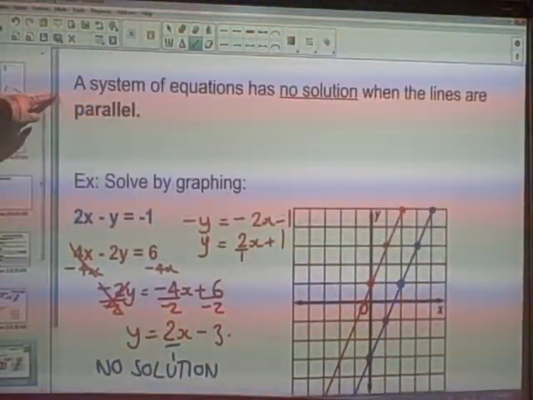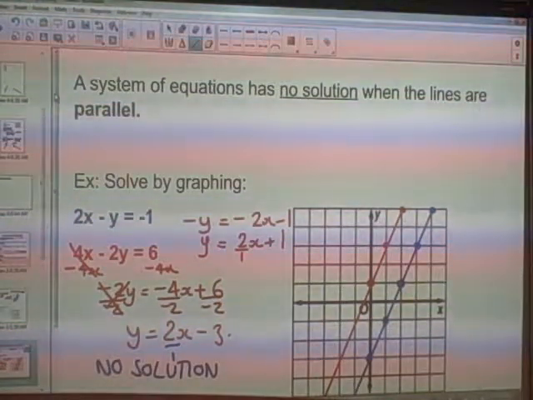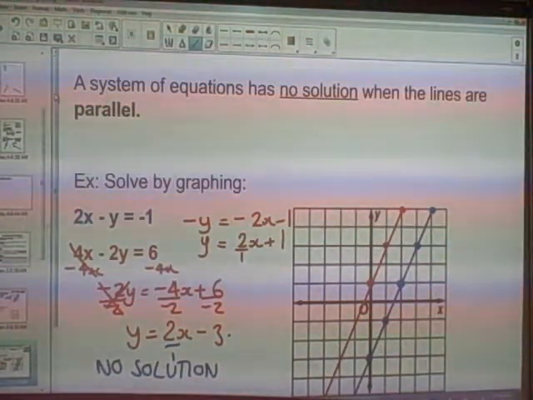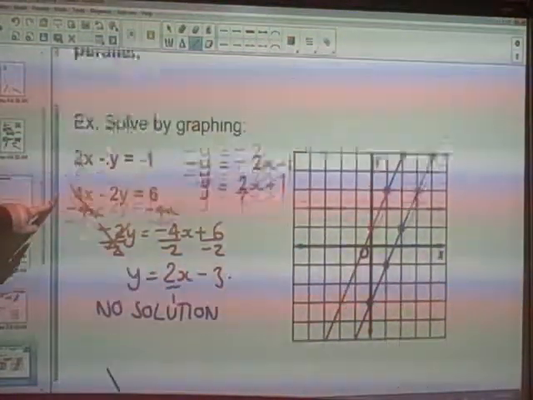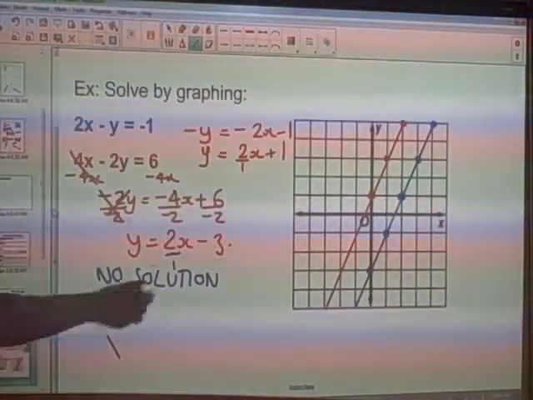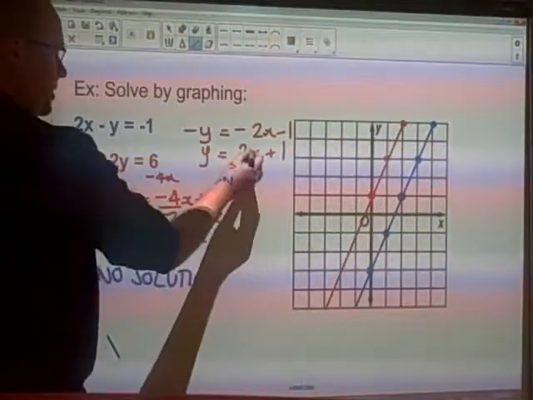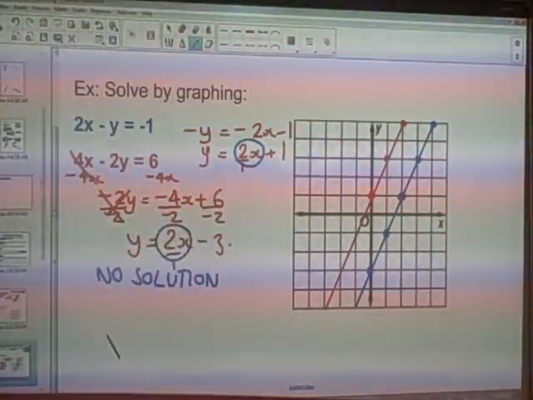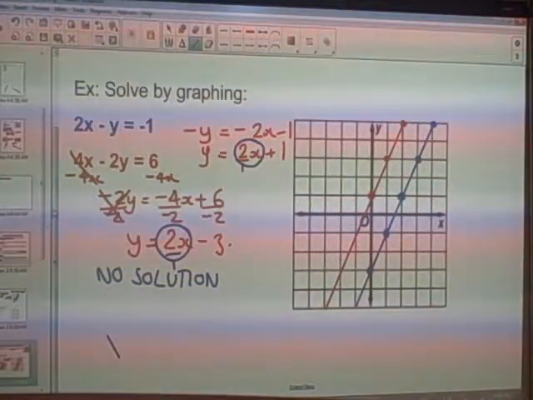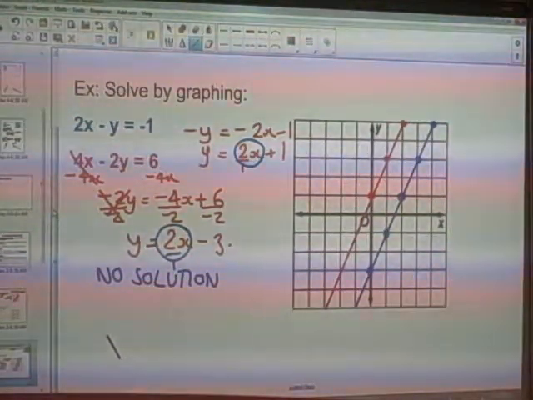And I hinted at it from the start here, but a system of equations has no solution when the lines are parallel. Now there's a couple ways you can tell that. You can look at the picture, but you can also look at the equation as well. So from here, we saw that the question had a slope of 2, and also here it had a slope of 2 as well. So you can just look at the equation and come up with that conclusion.